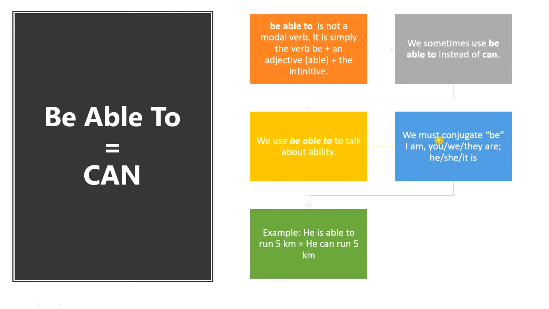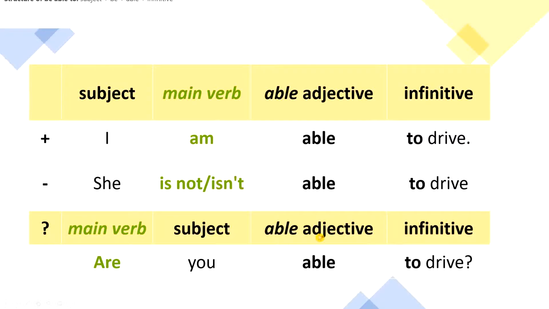But we must conjugate be, as I told you before. So I am, you, we, they are, and he, she, it is. So the be here must be conjugated. It is are, or is. Example, he is able to run 5 kilometers. So it means he can run 5 kilometers. So they have the same meaning. So just pay attention that when you use able to, you need to conjugate the verb to be in the simple present.